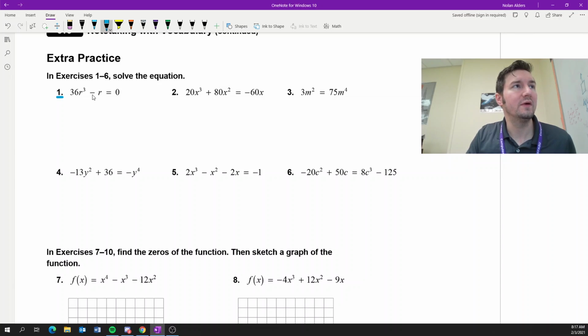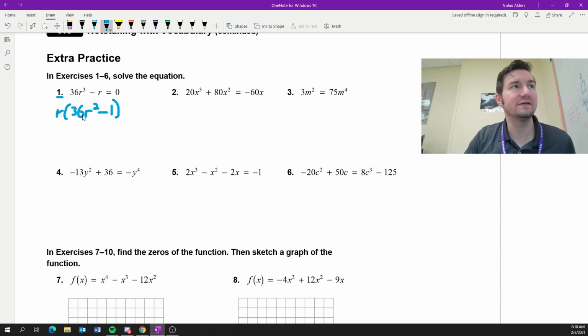So we see that we can factor out an r first, out of both terms. So we'll have an r, and then 36r squared minus 1. Now we can see, and sorry about the handwriting, guys, I'm using my mouse to write here. Still getting good at that.